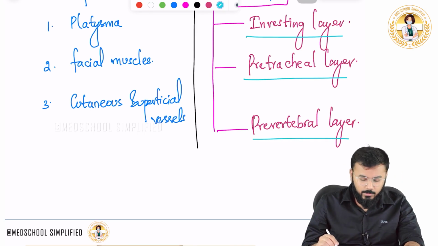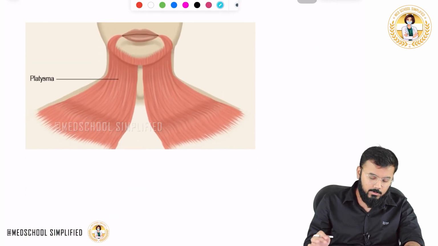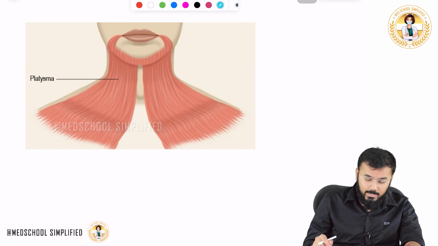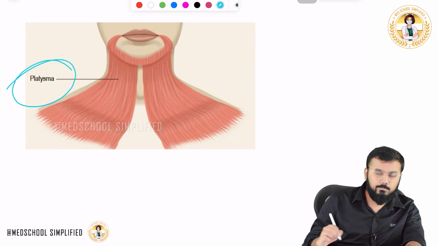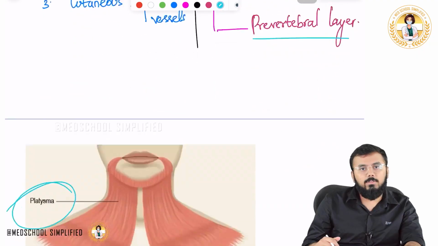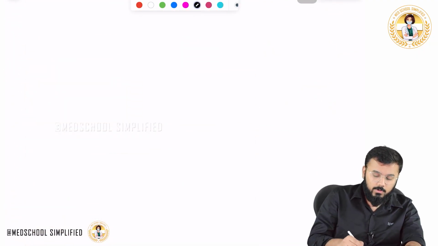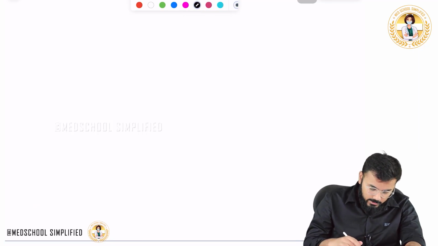Now, first of all you have to look at this muscle over here. You see this entire muscle which you can see, this muscle is called your platysma. Now after this, let us look at the different kinds of deep fascia we have over here. To discuss the deep fascia, first of all we have to draw a few important things.